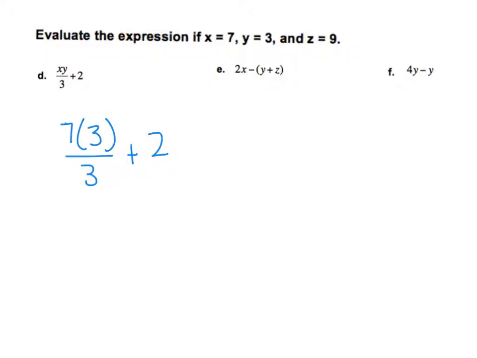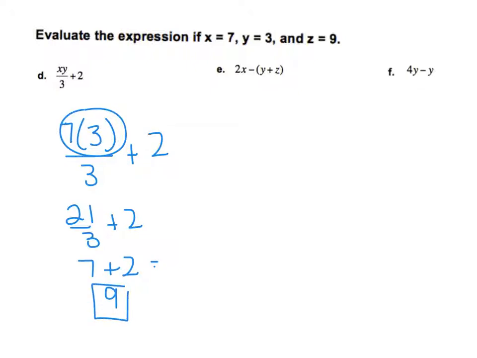All right, let's follow the order of operations. So we're going to multiply these two first. I'll get 21 all over 3 and then plus 2. All right, so 21 divided by 3 is going to get 7 plus 2. So the total to that one is going to give me 9. All right, our next one, I have 2x minus, in parentheses, y plus z. So I'm going to have my 2, and my x is equal to 7, so I'm going to multiply 7 minus, and I've got to keep my parentheses, I've got my 3, and then plus my z, which is 9. All right, so let's follow the order of operations and solve this.